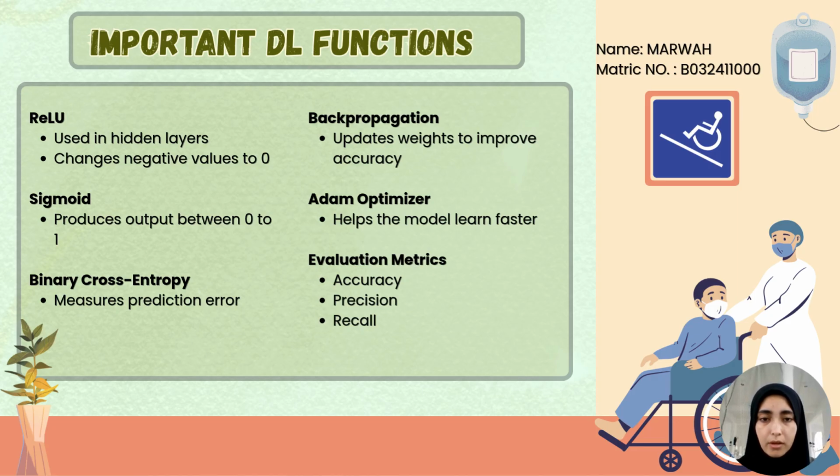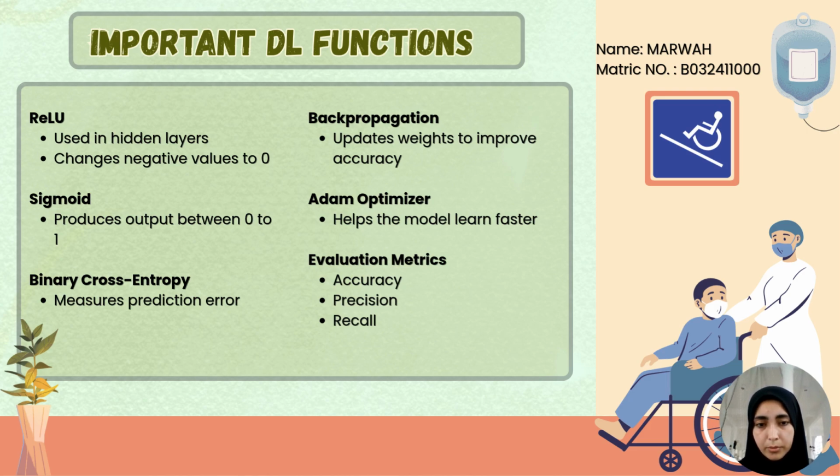Our model uses several important deep learning functions. First, the ReLU activation function is used in the hidden layers. It converts negative values to zero, which helps the model learn faster and improves performance. Next, the sigmoid activation function is used in the output layer because it produces values between 0 and 1, representing the probability of stroke occurrence.